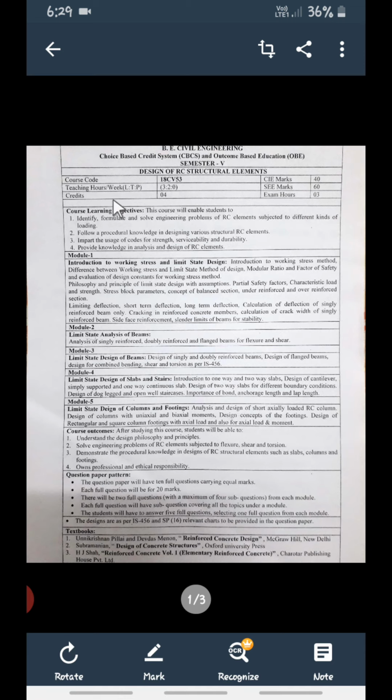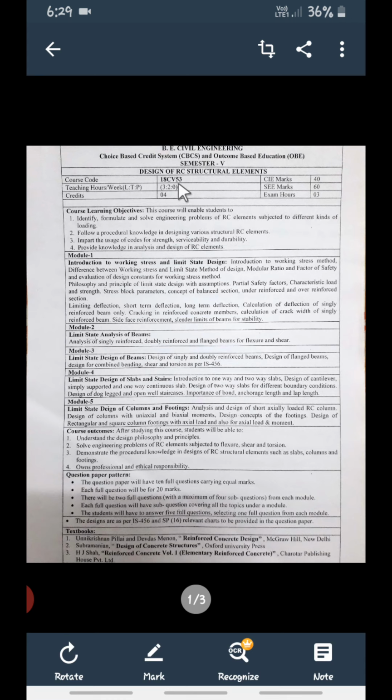Now let us concentrate on this subject. It is known why RCC is required instead of plain cement concrete. Now let us go into the details of this subject. As I told, the course code for this subject is 18CV53.